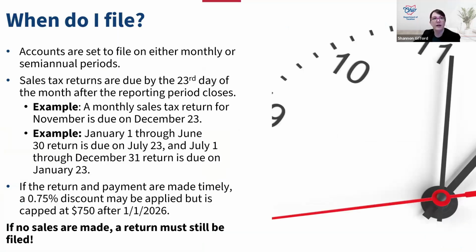Once you do register for that vendor's license, there is a requirement to file. Accounts are set up for either monthly or semi-annual periods. The returns are due on the 23rd day of the month following the reporting period. So, for example, if you are a monthly filer, all your sales for November, that return is due on December 23rd. If you are semi-annual, sales from January 1st through June 30th are due on July 23rd. Sales from July 1st through December 31st are due on January 23rd.